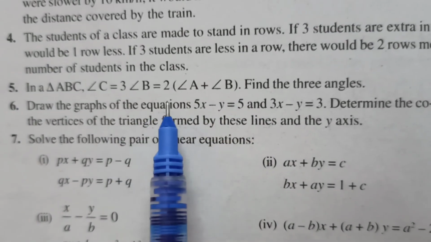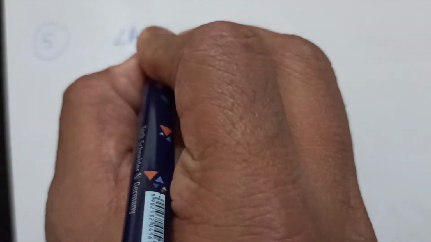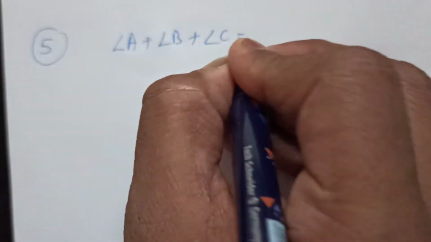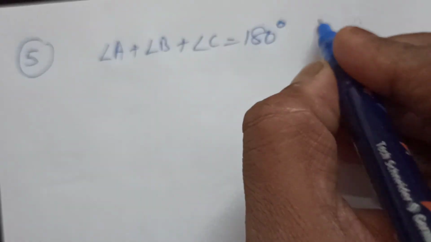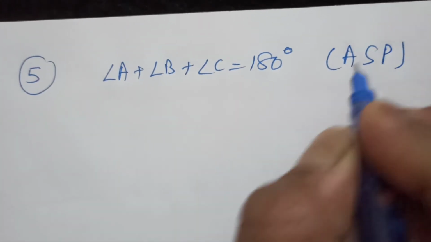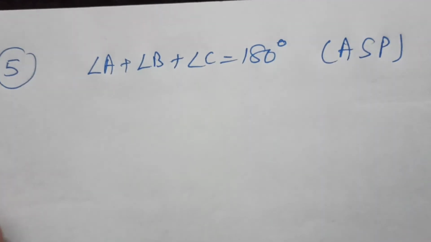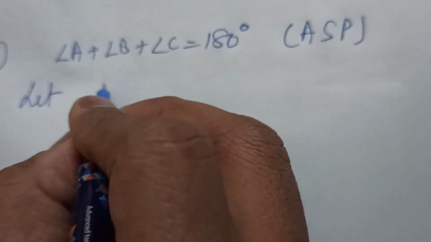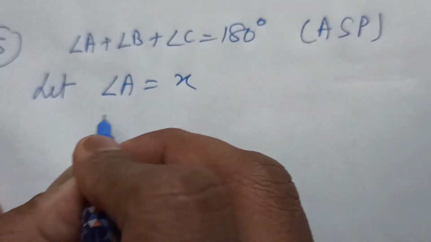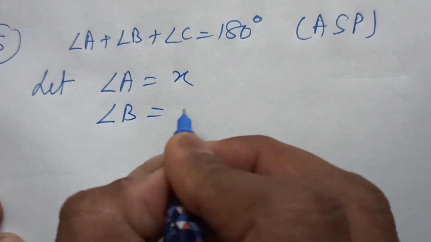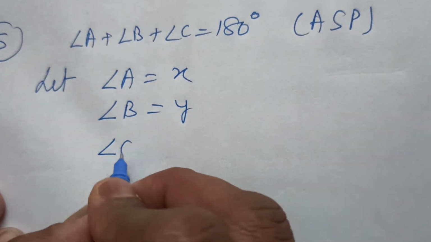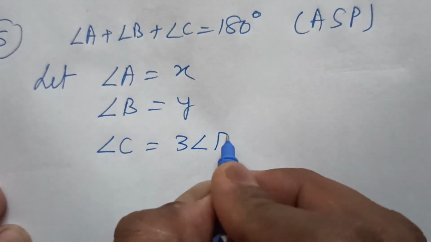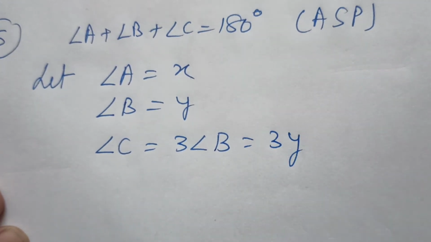And the third relation which you have to use from your own side will be A plus B plus C is equal to 180 degree. That is angle sum property. Angle A plus B plus C is 180 degree, angle sum property. So students, we start, let angle A be equal to x, angle B be equal to y. So angle C, which is equal to 3 times angle B, will be 3y.